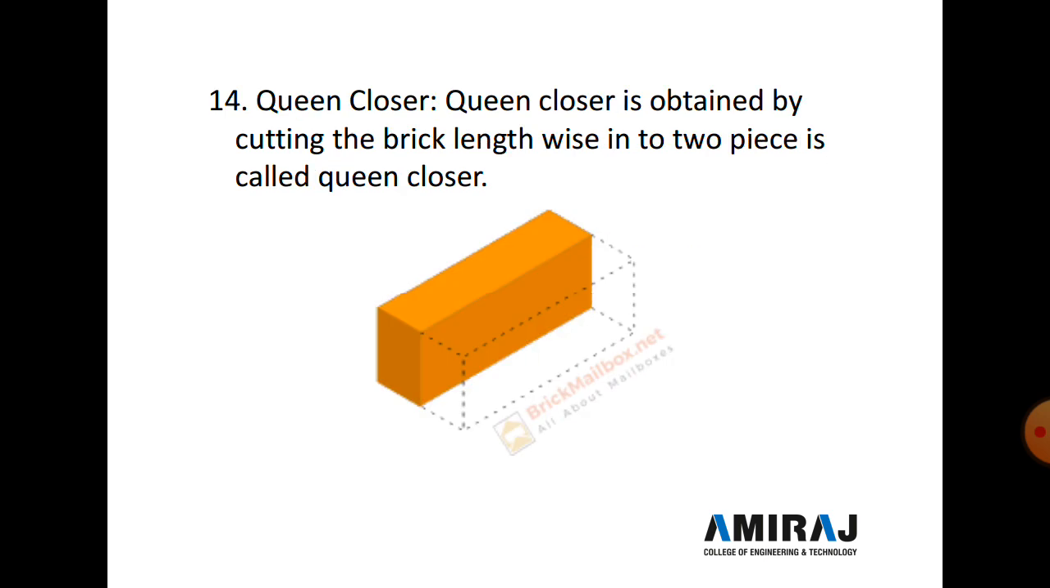Now next definition is a queen closer. So what is queen closer? Queen closer is obtained by cutting the brick lengthwise into two pieces. From the header side, half part is marked and totally cut up to the second header. So here the brick is cut lengthwise in two parts, which is called a queen closer.